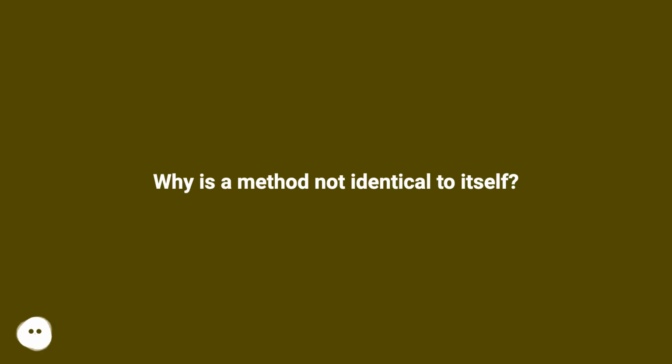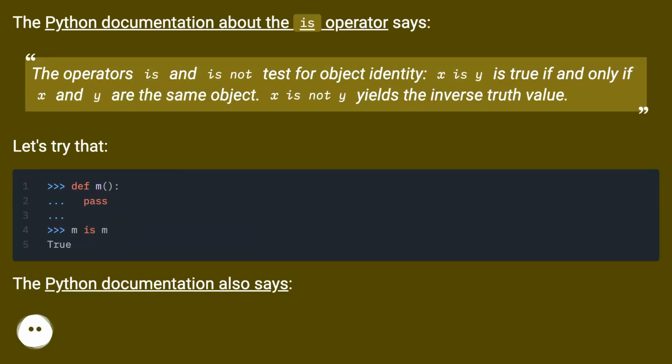Why is a method not identical to itself? The Python documentation about these operators says, the operators is and is not test for object identity. X is Y is true if and only if X and Y are the same object. X is not Y yields the inverse truth value. Let's try that.